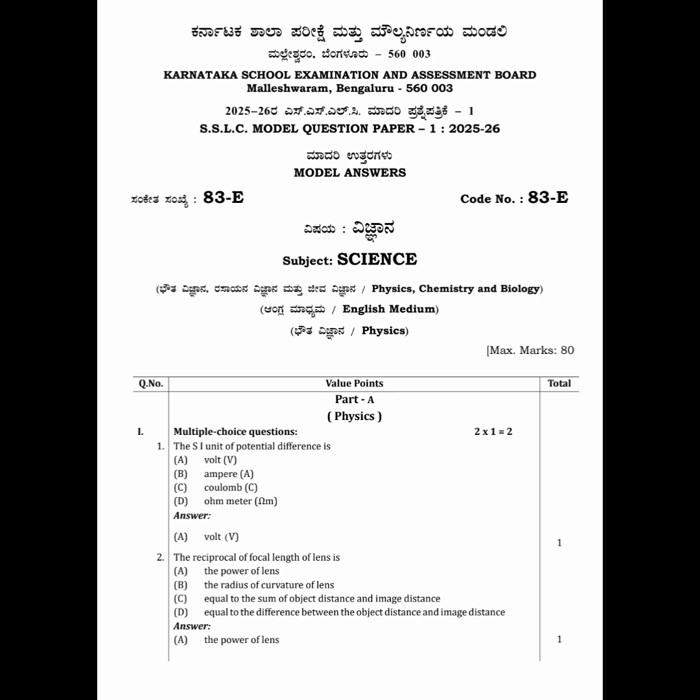The SI unit of potential difference is option A volt, option B ampere, option C coulomb, option D ohm meter. Answer is option A volt. Second question, the reciprocal of focal length of lens is option A the power of lens, option B the radius of curvature of lens, option C equal to the sum of object distance and image distance, option D equal to the difference between the object distance and image distance. Answer is option A the power of lens.